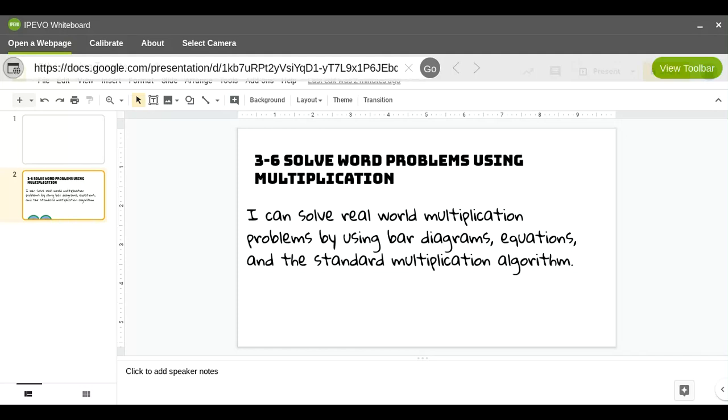All right, so today's lesson, we are going to be focusing on solving real world problems using multiplication. So we're going to take the fluency that we've been building with the multiplication algorithm, and now we're going to apply it. So your learning target for today is I can solve real world multiplication problems by using bar diagrams, equations, and the standard multiplication algorithm.